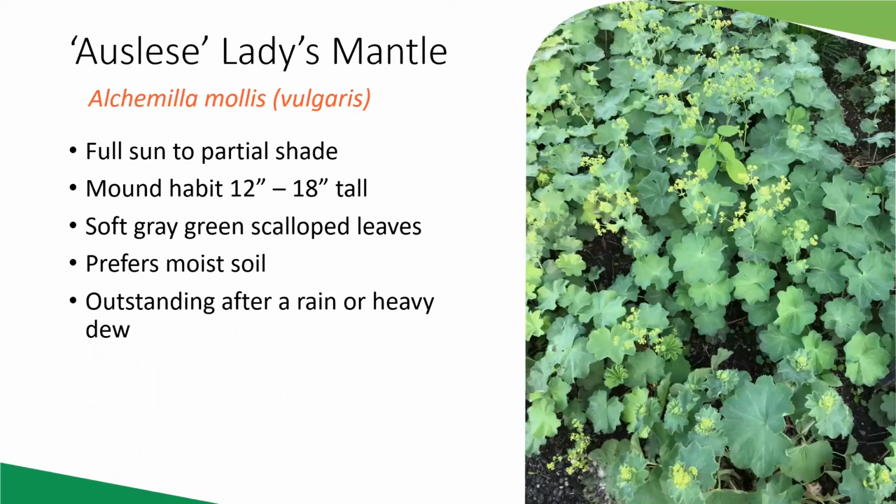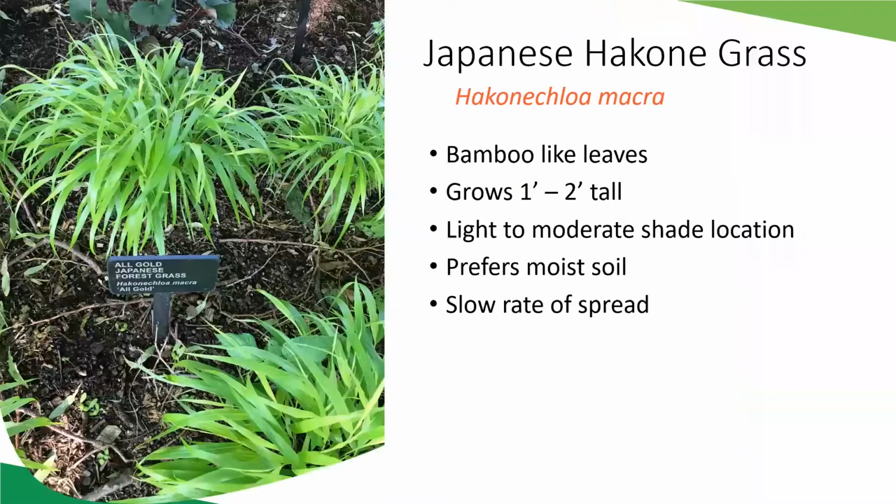A lady's mantle. This particular plant, it does prefer the moist soil. The plant matures at about 12 inches high to 18 inches in width, can be grown in full sun or partial shade, and there's various cultivars available.